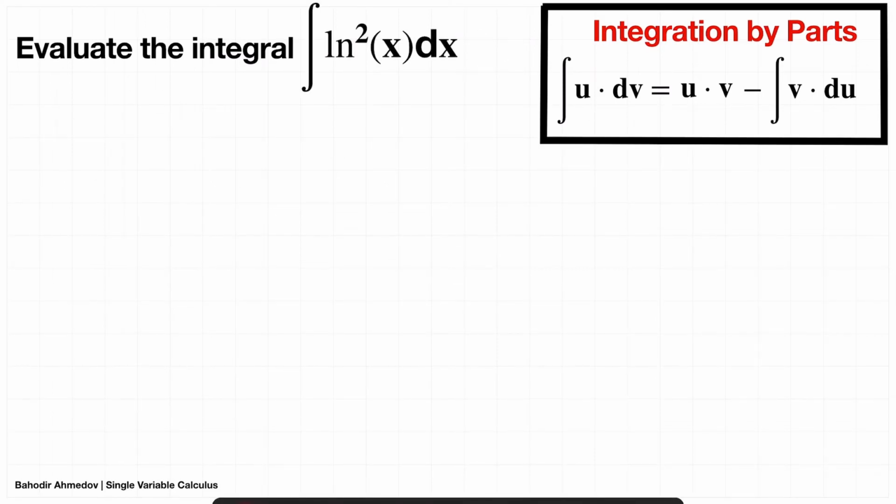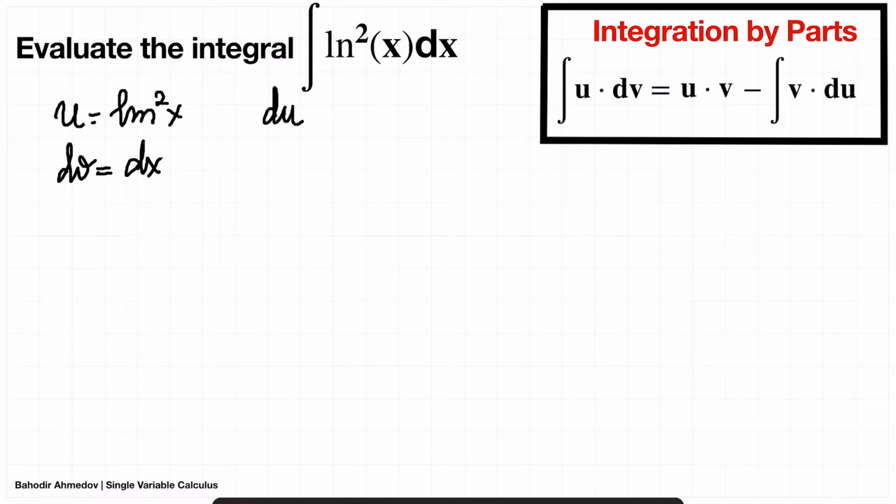In the second problem, we need to evaluate the integration of ln square of x. If you remember in the video lecture, we tried to integrate simply the ln of x. So here we have to integrate ln square of x. It appears we can do this. Again, I'm going to choose as u the ln square of x. dv is going to be the rest of the thing, which is going to be dx.